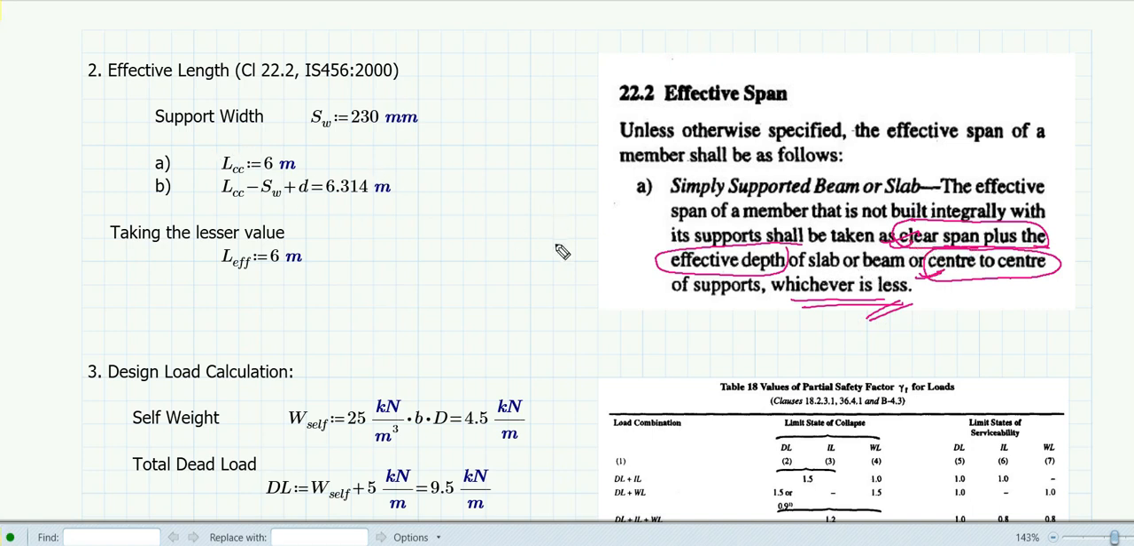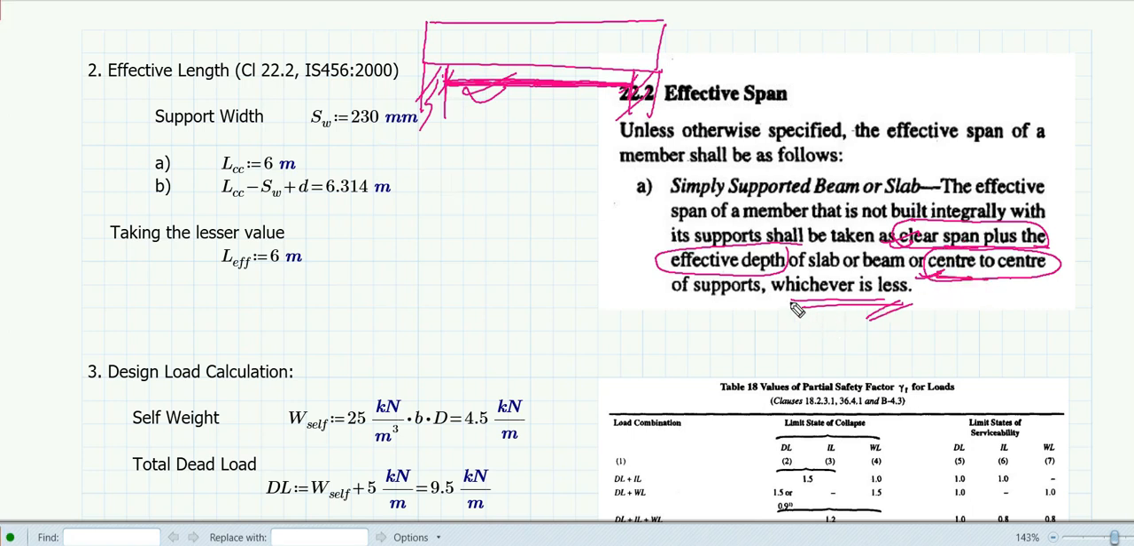So clear span, what does that mean? As I have just shown you, if this is the beam and this is the support, then the clear span means from the inner face of the support to the other inner face of the support. This is the clear span. There is nothing in between. So clear span plus effective depth is one condition. Another one is center to center. Whichever is less should be taken as the effective span.